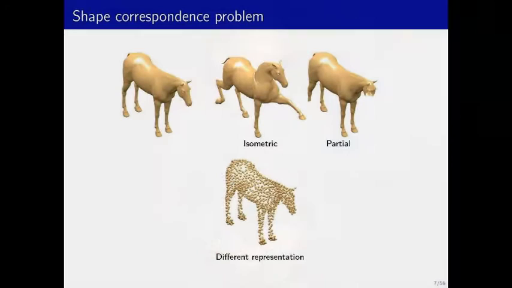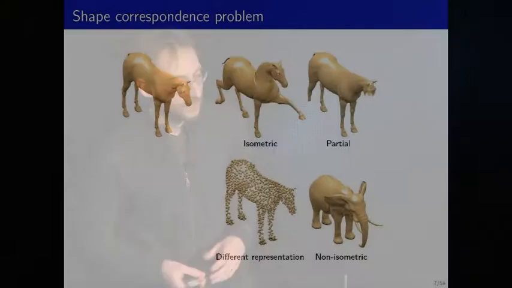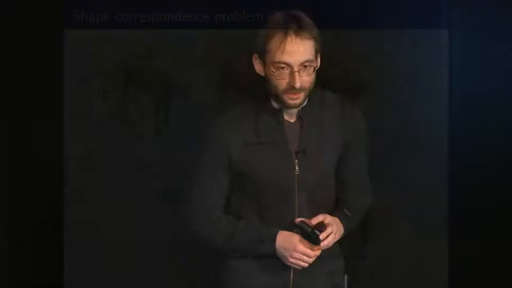In computer vision, I think it is more common to work with point clouds rather than triangular meshes, but you might have a high quality CAD model of your object. And non-isometric shapes, for example, you want to match an elephant to a horse, where the geometric structure is quite different. So basically going from the easier problem to the harder problem, I hope that I will convince you that at least in some cases we can address these problems through a common framework.